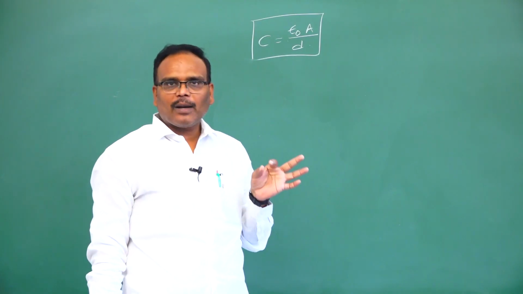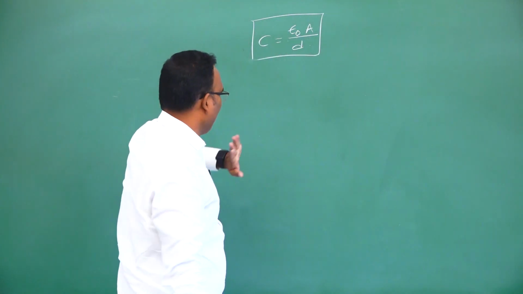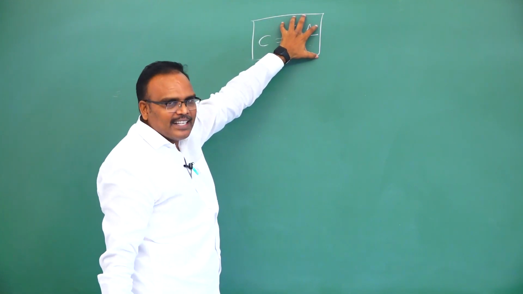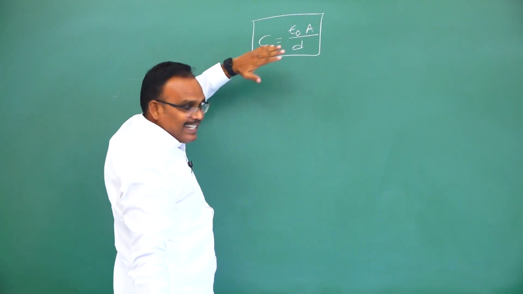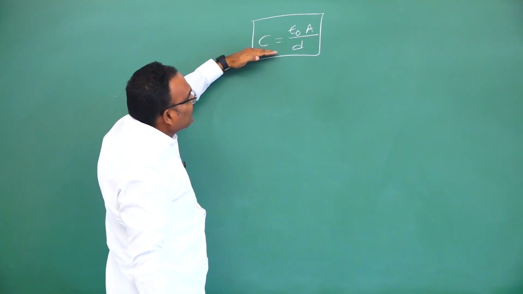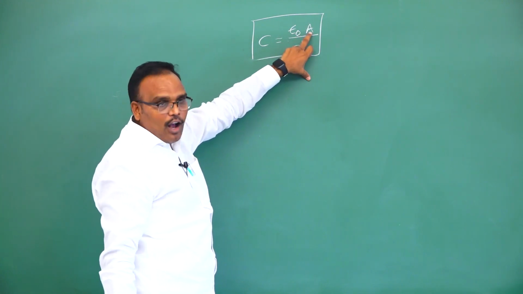The capacitance expression for a parallel plate capacitor is C is equal to epsilon naught A by D. See, capacitance does not have charge and potential difference here. Capacitance is independent of charge and potential difference. Capacitance depends on the dimensions of the body, that means the area of the plate.